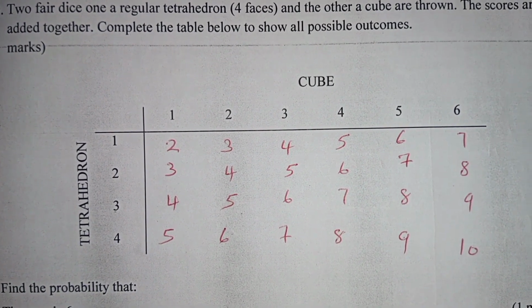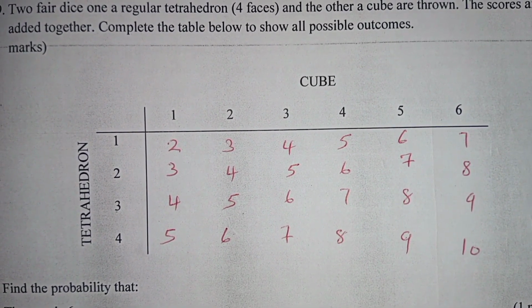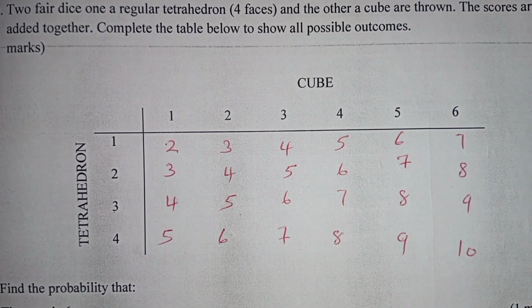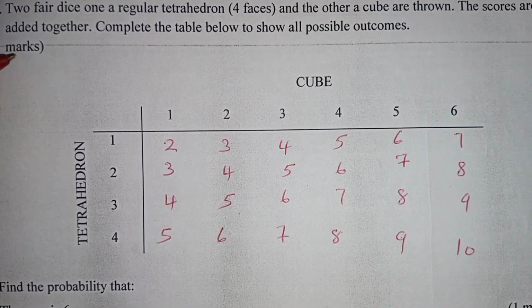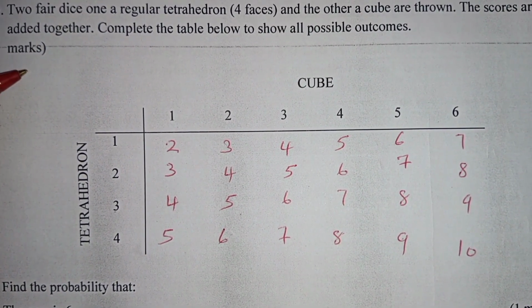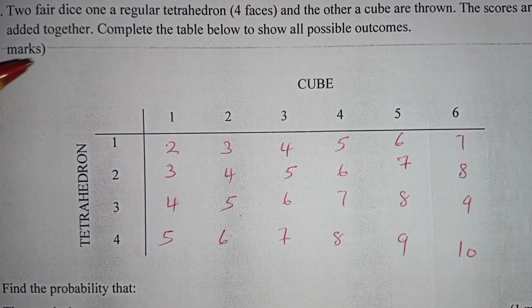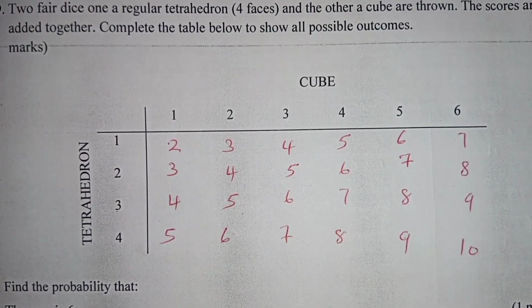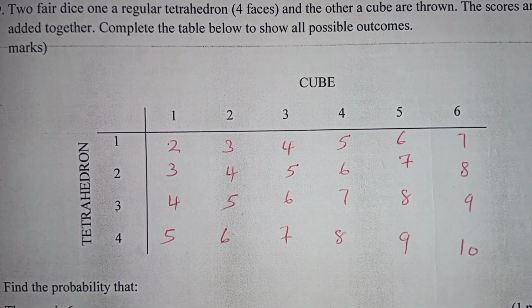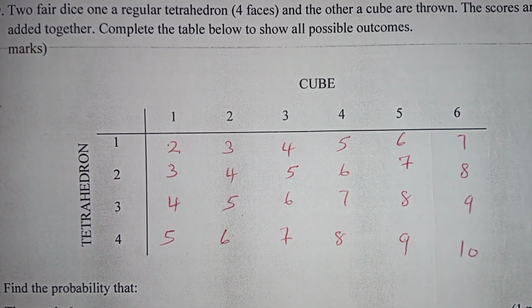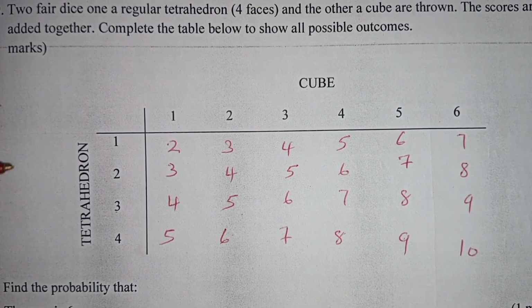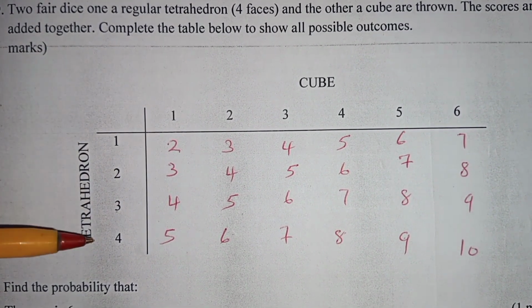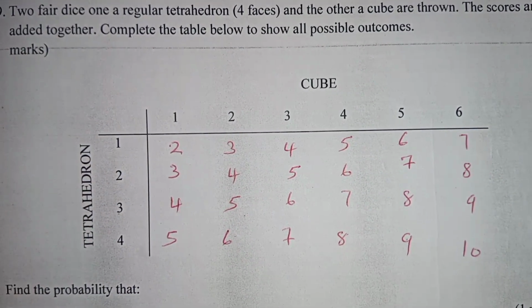This is a question on probability, whereby you are told that you have two fair dice, one a regular tetrahedron. A tetrahedron has 4 faces, and the other a cube, a hexahedron. A cube, of course, has 6 sides. So the scores are added together. You have to complete the table to show all possible outcomes.